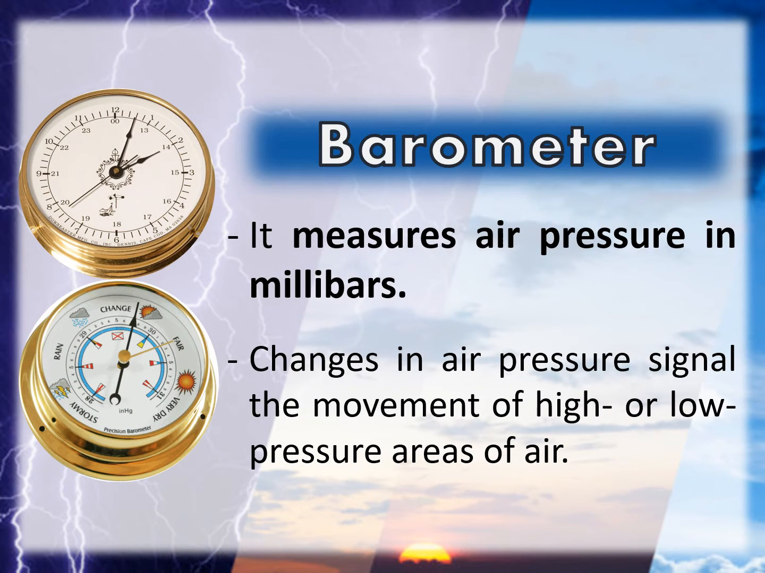This one is the barometer. The barometer measures air pressure in millibars. There are 2 types of barometers, the mercury barometer and the aneroid barometer. The mercury barometer is more exact than the aneroid barometer. However, because of its size and shape, the mercury barometer cannot be moved around. Most of the barometers that you see in homes are aneroid barometers.